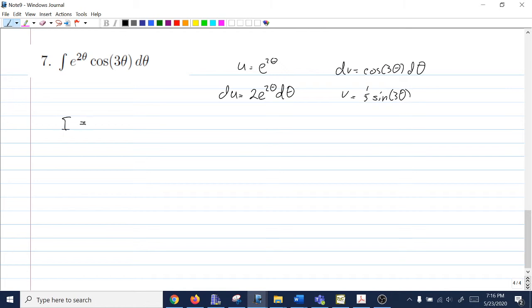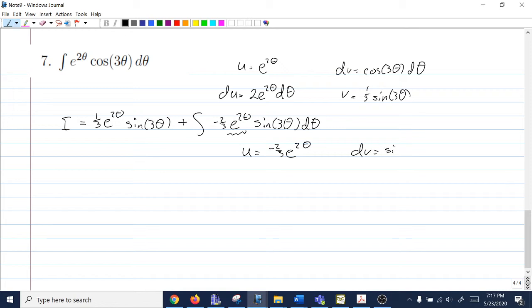The original integral equals uv, which is 1/3 e to the 2 theta sine 3 theta, minus the integral of v du, which is 2/3. I'm going to push the minus inside and make it negative 2/3 e to the 2 theta sine 3 theta d theta. I'm going to do parts again, and I want to make sure I keep going in the same order. This e to the came from being du last time, so I want to make that still be u. U is going to be negative 2/3 e to the 2 theta. dv is going to be everything else. It's sine 3 theta d theta.